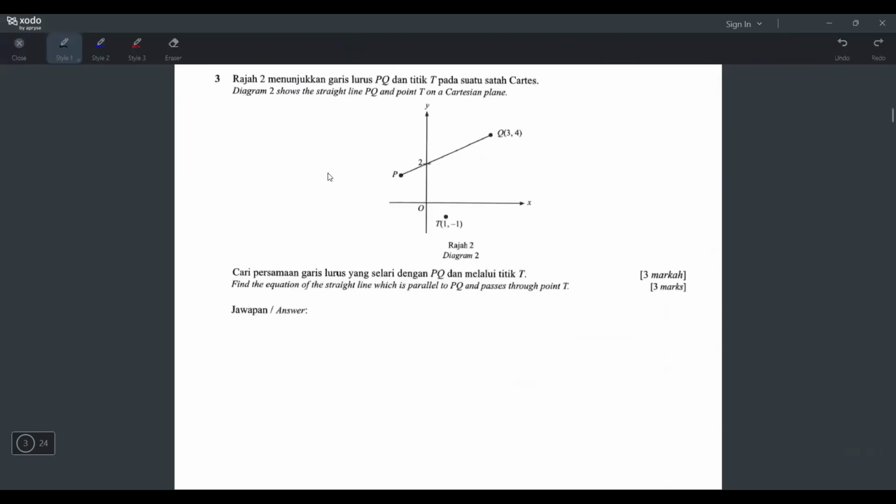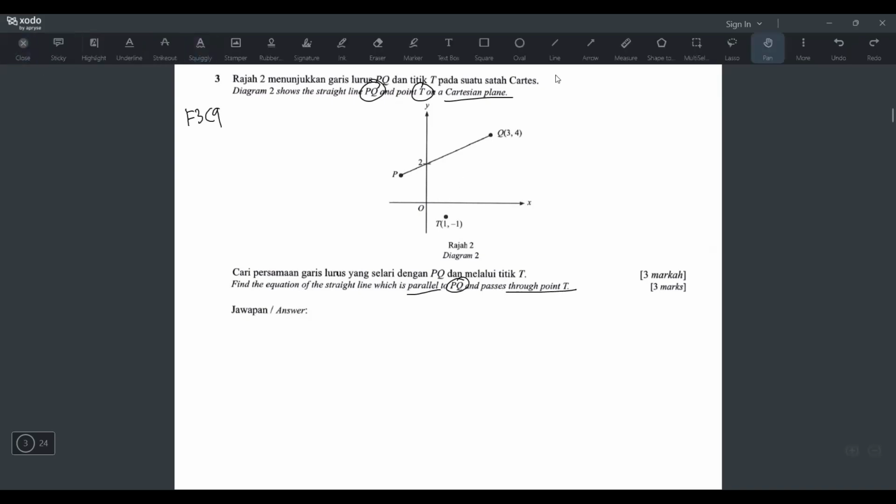Okay, I will continue. Question 3. Diagram 2 shows the straight line PQ and point T on a Cartesian plane. So I think this is a Form 3 chapter, Form 3 chapter 9. It's called straight line. Okay, so they say PQ, and then we have a point T, a random point here. And then they say find the equation of the straight line which is parallel to PQ and passes through point T.